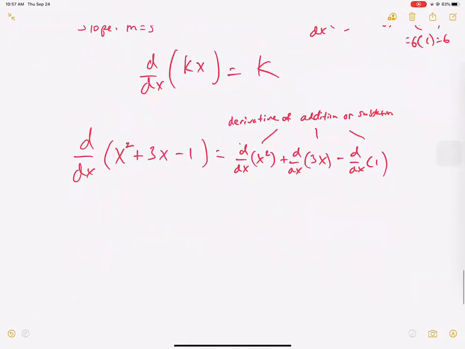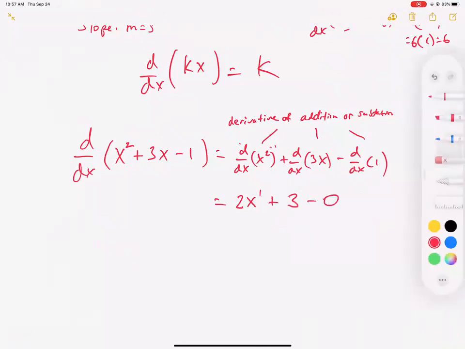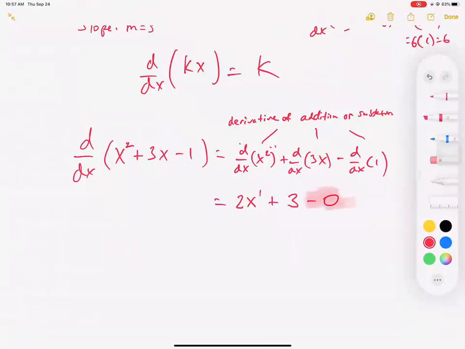The derivative of x squared is the power rule. This is bring down the 2, x to the 2 minus 1, which is just a 1. You don't need to write it. The derivative of a constant and an x is just the constant. And the derivative of 1 is just 0. So you don't even have to write that. The derivative is 2x plus 3.